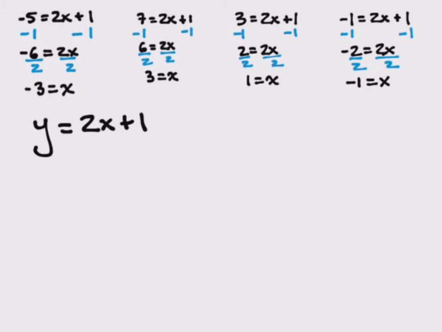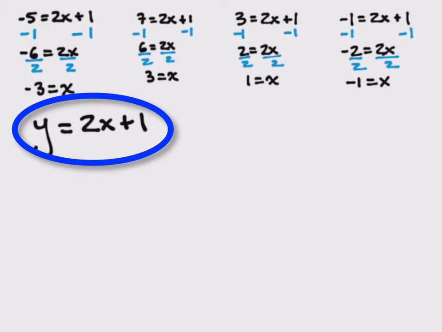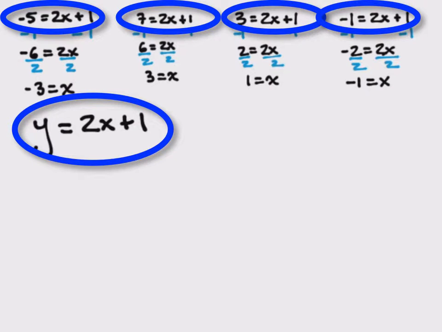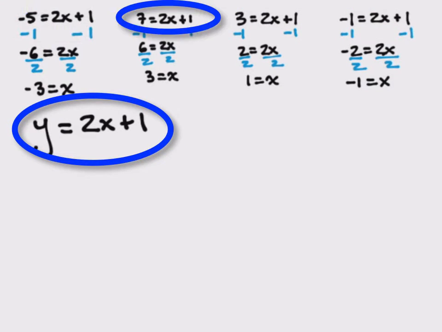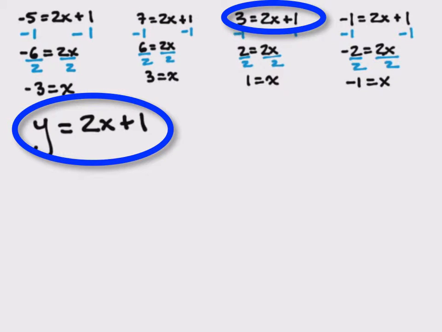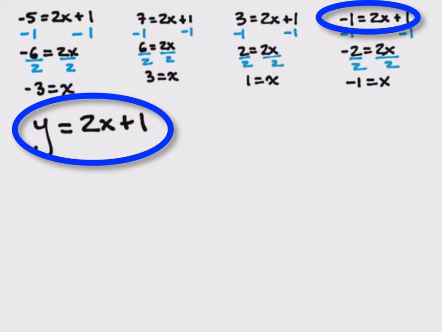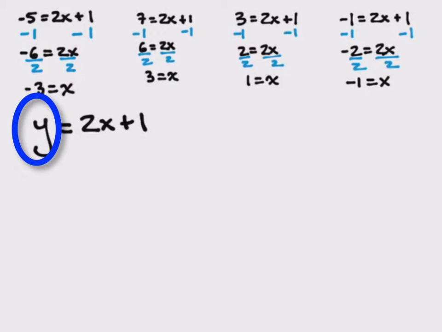Now notice how similar this equation with two variables is to the four equations we had above. Instead of negative 5 equals 2x plus 1, or 7 equals 2x plus 1, or 3 equals 2x plus 1, or negative 1 equals 2x plus 1, we now have y equals 2x plus 1. So it's clear that as the variable y takes on different values, the variable x is going to have to take on different values as well to keep the equation true. Or, what we'll see more frequently, as the variable x takes on different values, the variable y is going to have to take on different values too to make the equation true.